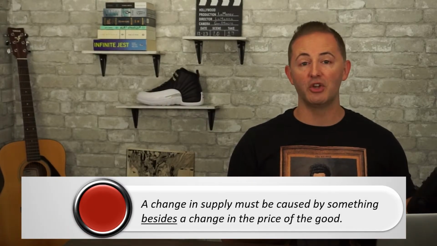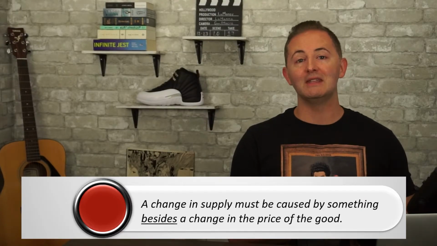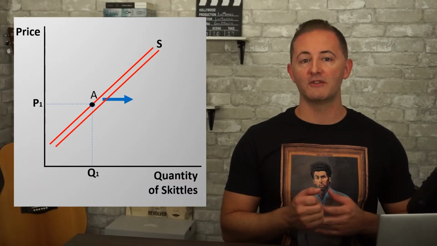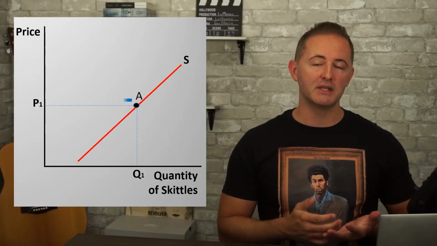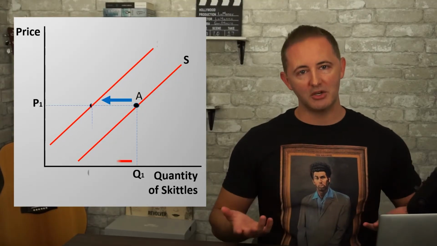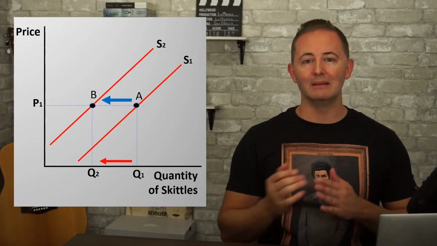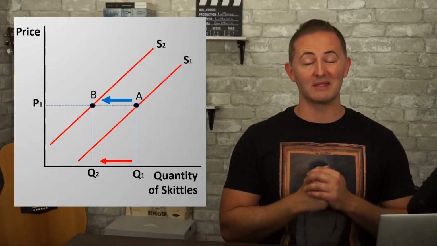For supply to change, something other than the price of the good must change. So when supply does change, it will shift the entire supply curve right or left. When supply increases, the curve shifts right, increasing the supply at all prices, and when the supply decreases, the curve shifts left, decreasing the supply at all prices. I always want you to think of this as right and left, not as up and down. It'll mess you up real fast if you think of them as up and down.